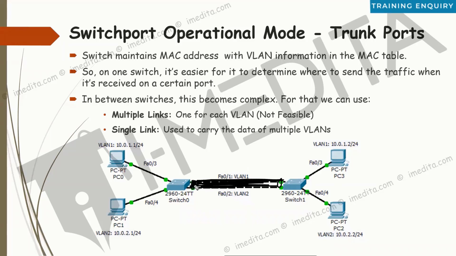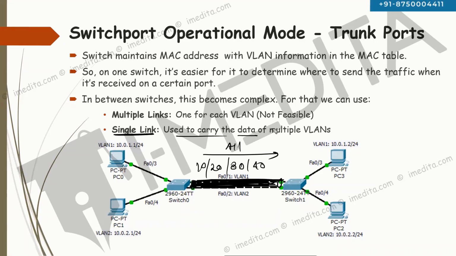This is just one cable between the switches, and the same cable is going to carry the data for VLAN 10, VLAN 20, 30, and 40, and basically the rest of them. So we can use a single link, and that link will carry the data for multiple VLANs, which is the most feasible solution in our deployment.